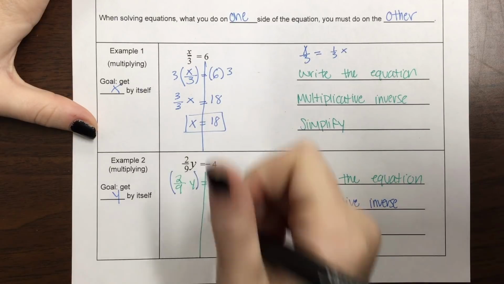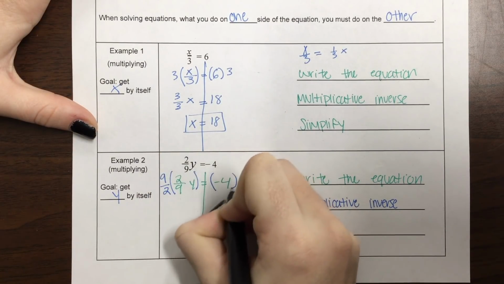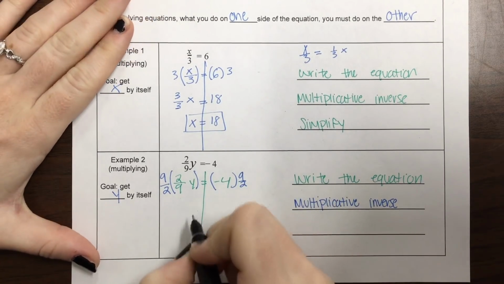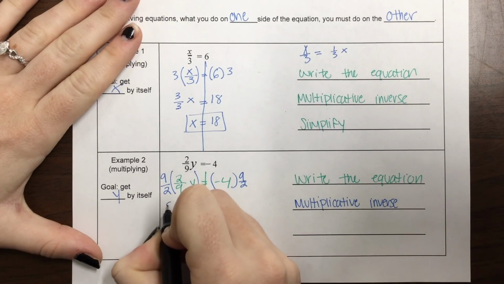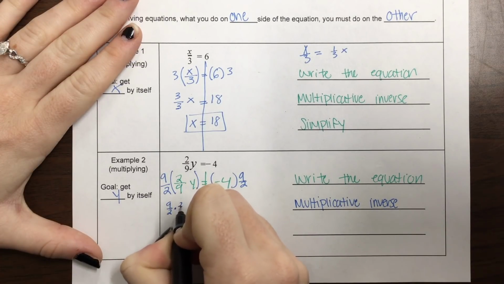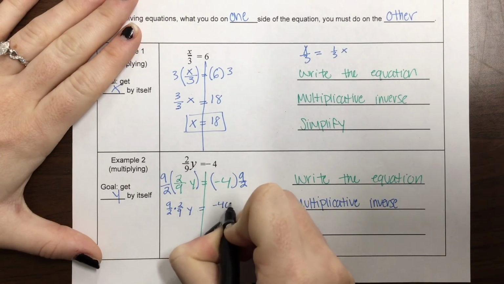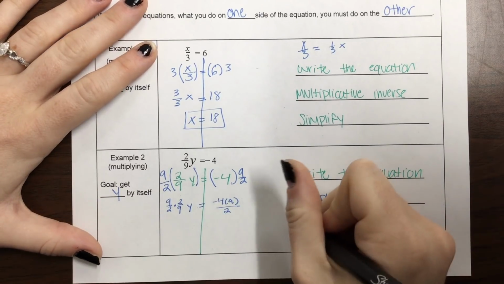So I'm going to take it times its multiplicative inverse, which is 9/2. And I get 9/2 times 2/9y equals -4 times 9/2. And then I simplify.